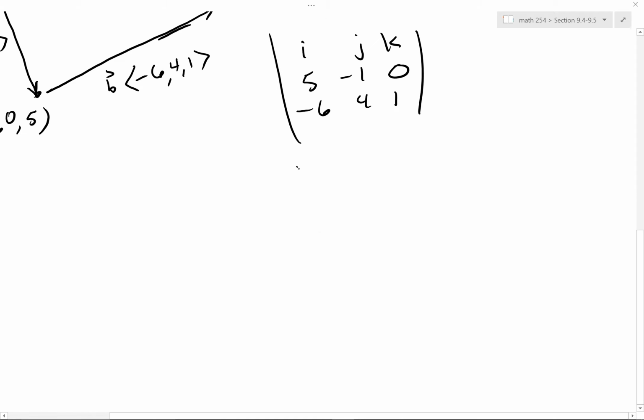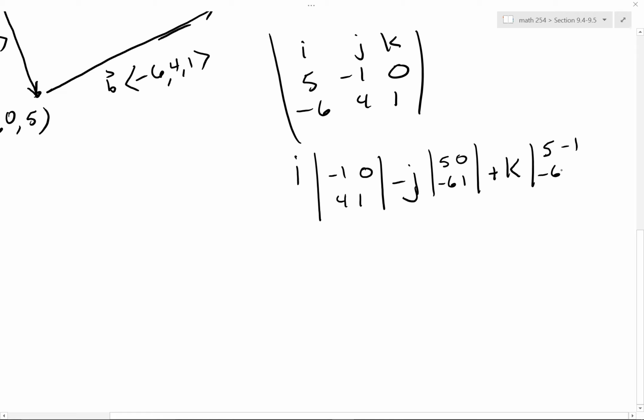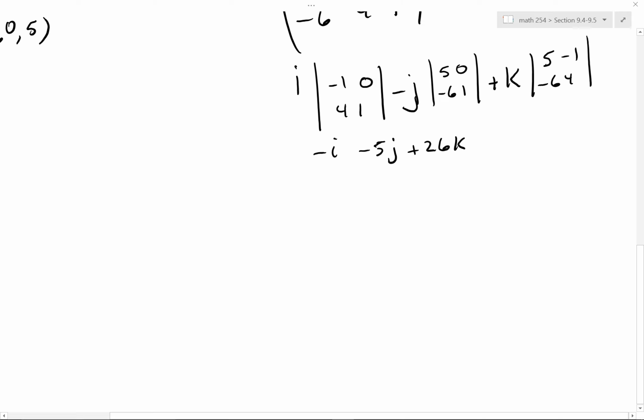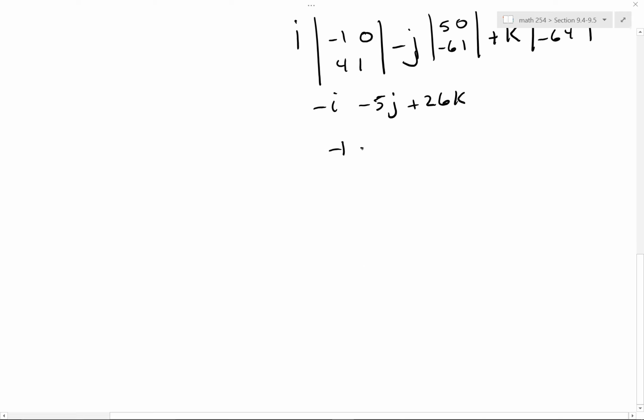Again, you can use the calculator for this part when I'm just doing an application of it. That's fine by me. But I'm just going to go ahead and do it this way so that you get a little more practice. So it's negative 1 minus 0, so negative i. This is 5 minus 0 is 5, so minus 5j. And then that's 20 plus 6 is 26k. Okay. Now here's the beautiful thing. I can rewrite that as negative 1, negative 5, 26. And I'm going to call this my normal vector.